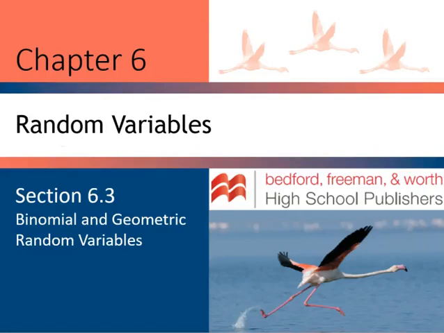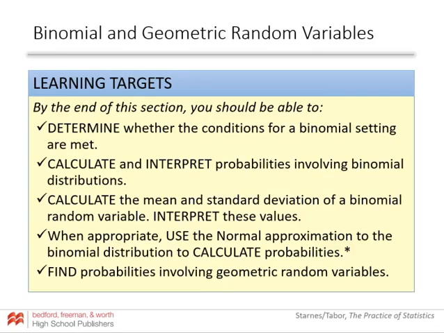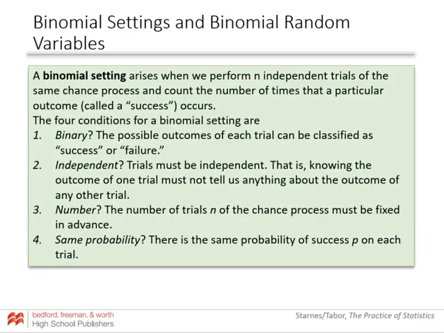All right, 6.3, let's talk about binomial random variables. So we did the whole thing with the basketball free throws in class, and that whole situation was a binomial setting. Okay, let's talk about why. To be a binomial setting, we have to have four conditions, and all four of them have to be met.